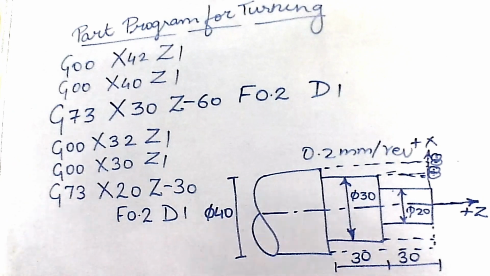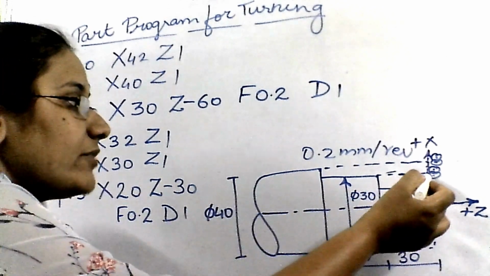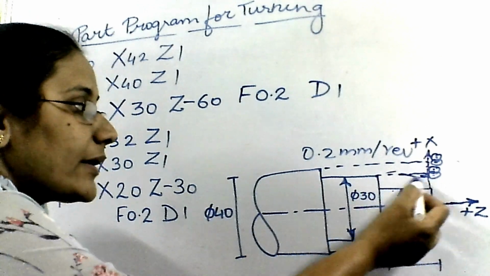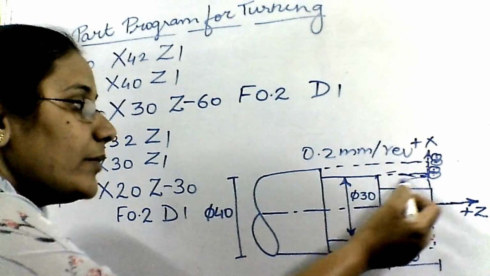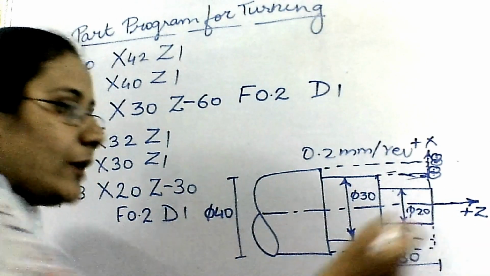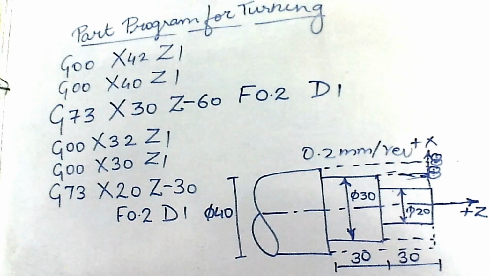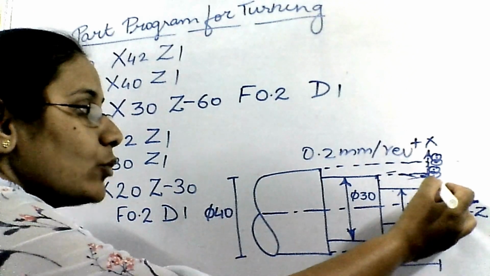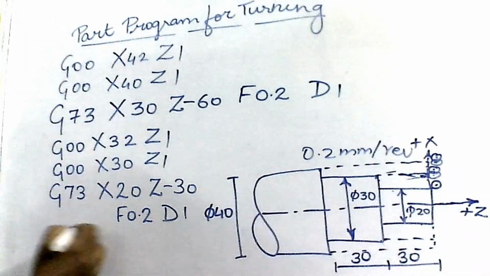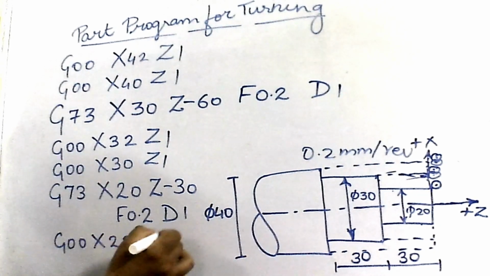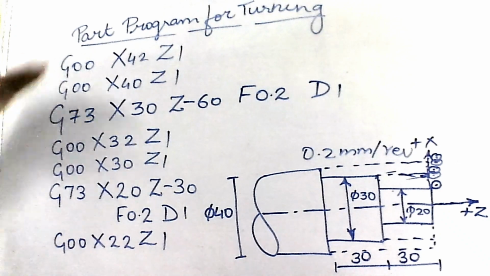So an incremental depth of cut of 1 mm is given. The tool will start from here, it will come till here, again go back, again 1 mm depth of cut is given, and this process goes on repeating till the diameter of 20 mm is achieved. Now once the diameter of 20 mm is achieved, I have to take my tool out over here. So it would be G00, X22 and Z1. Here I end my program.